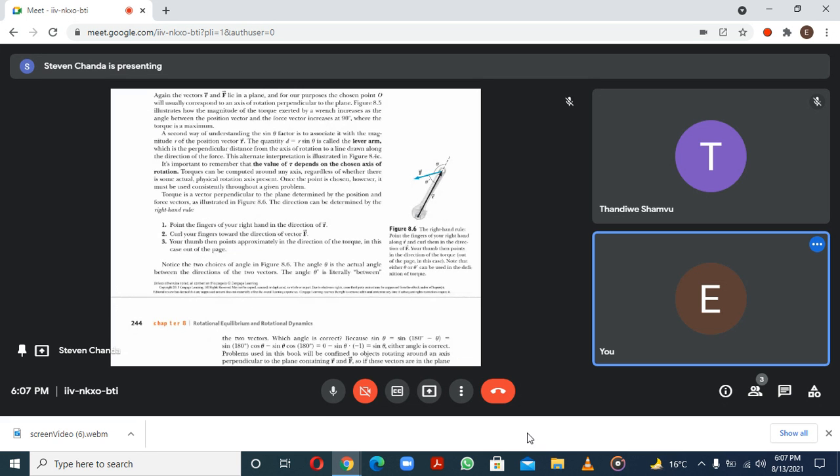It very much matters which part you choose to be your axis of rotation. That's something very important to take note of. So the value of torque is going to depend on the chosen axis of rotation.